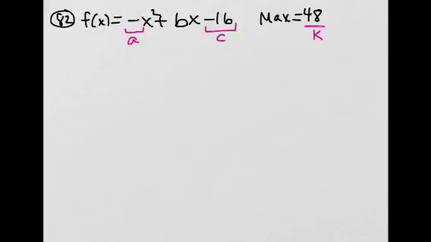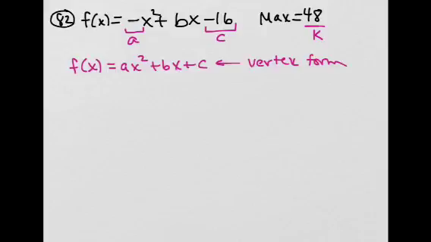Okay, so in order to do that, we need to get this f of x equation in vertex form, and that way we know that the vertex is the highest or lowest point on the parabola. In this case, it would be the highest point on the parabola. But instead of using this specific f of x, let's just start with a general equation for a quadratic. So I'm going to do f of x equals ax squared plus bx plus c, and I'm going to change this to vertex form. Right now it's in standard form. How are we going to do that? We're going to do completing the square.